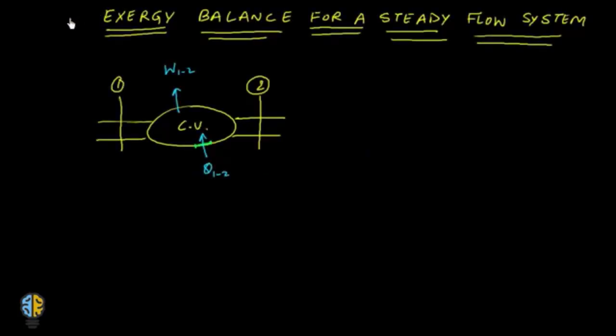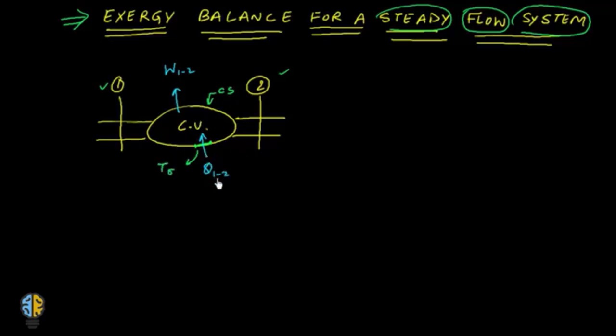Now let's analyze the exergy balance for a steady flow system. For this analysis, let us consider a control volume through which some steady flow is happening. There are two sections to it: this is section 1, this is section 2. This is the control surface of the control volume, and the boundary temperature is T sigma.